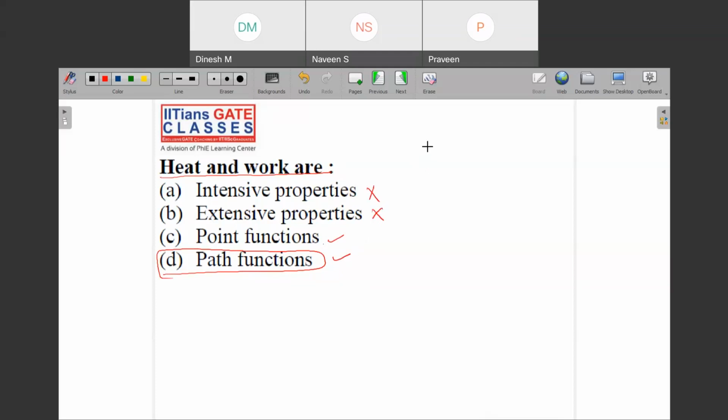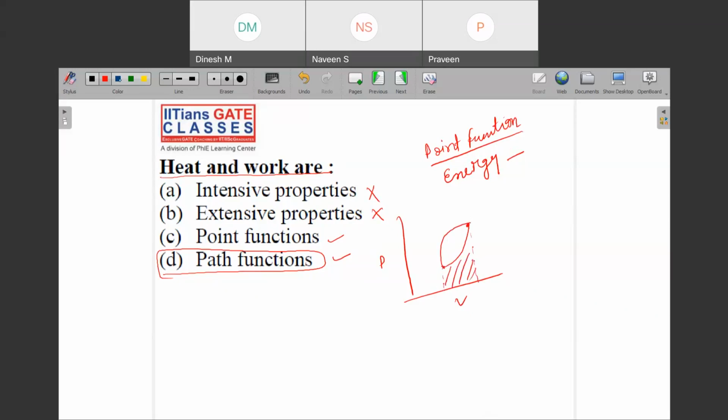And we know something about point function. We studied that energies are point functions. So energy is a point function, but heat and work are path functions. Why? Because if you are reaching from this point to this point on a PV curve, then this is the area which shows the work done. And if I change the path, this differential area is causing the difference. So that is why heat and work are path functions.